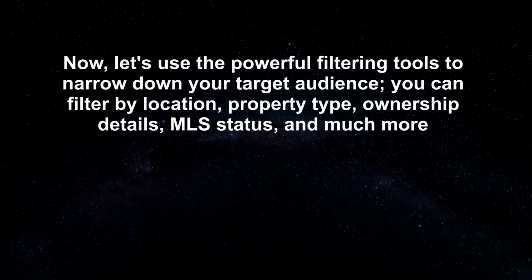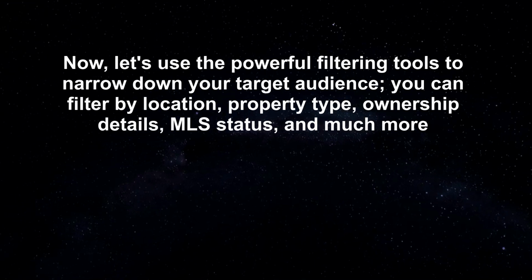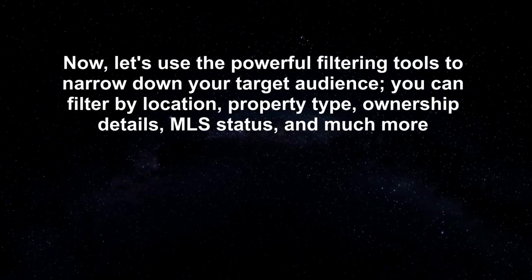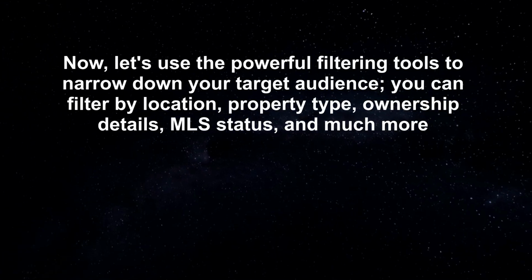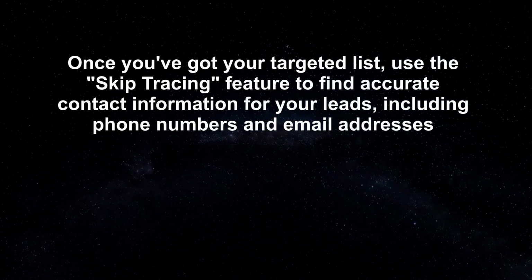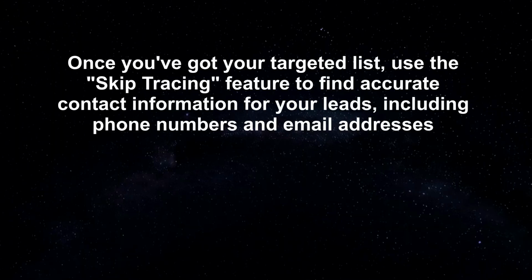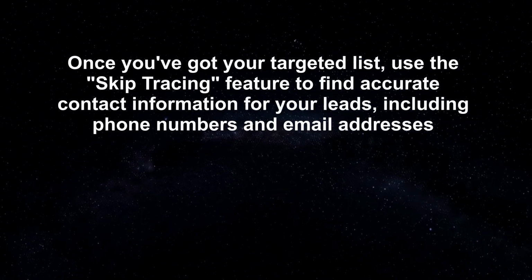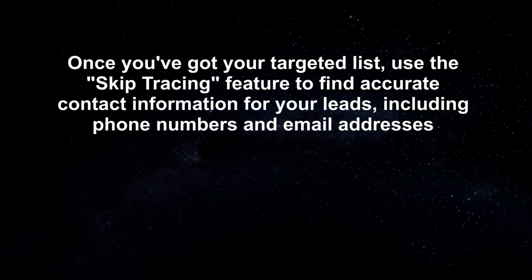Now, let's use the powerful filtering tools to narrow down your target audience. You can filter by location, property type, ownership details, MLS status, and much more. Once you've got your targeted list, use the skip tracing feature to find accurate contact information for your leads, including phone numbers and email addresses.